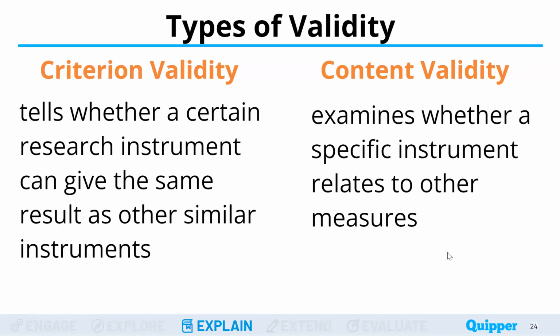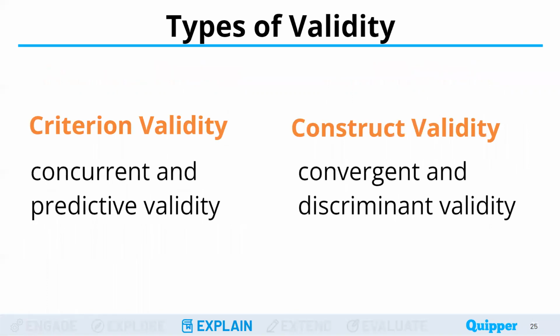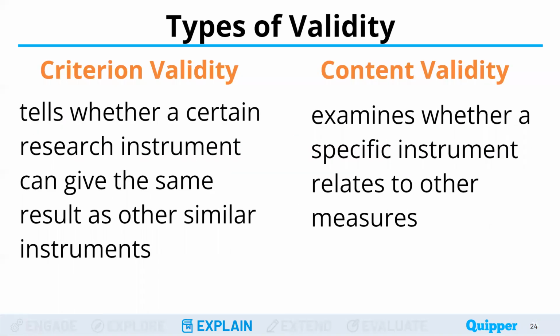Criterion validity tells whether a certain research instrument can give the same result as other similar instruments. Okay, so for example, di naman tayo gumawa ng sarili natin questionnaire, nagpa-rephrase lang tayo kasi hindi pa naman tayo credible na gumawa ng sarili natin questionnaire. And kailangan pa rin natin mag-base sa standard questionnaire. So ang ginagawa natin, pinaparaphrase natin yung ibang questionnaire, but it will still give the same result, then that is valid.